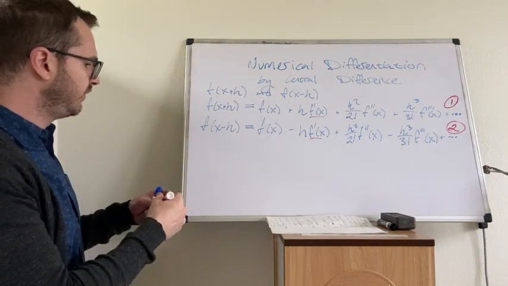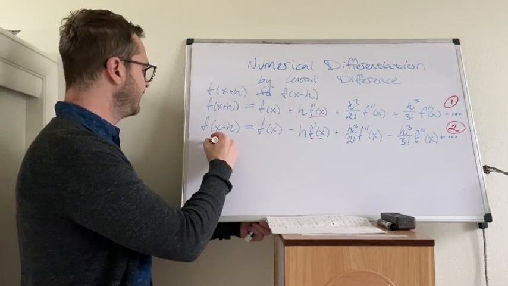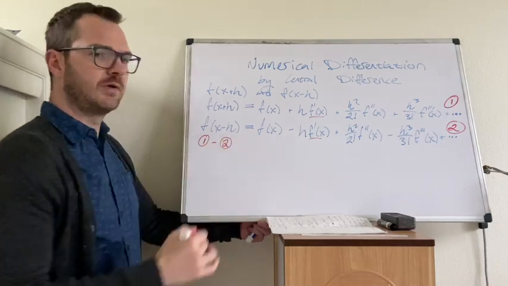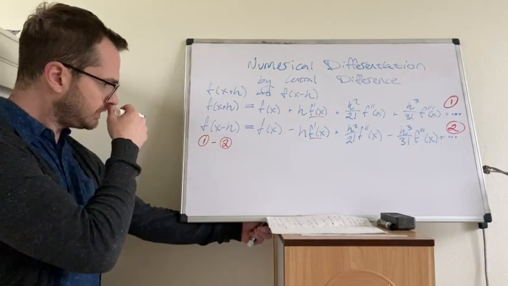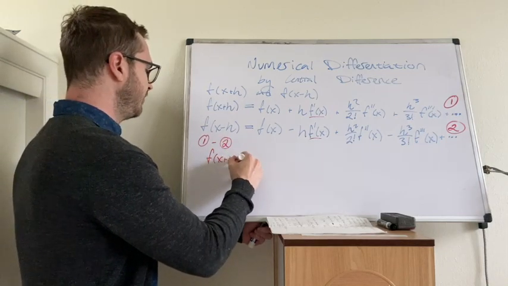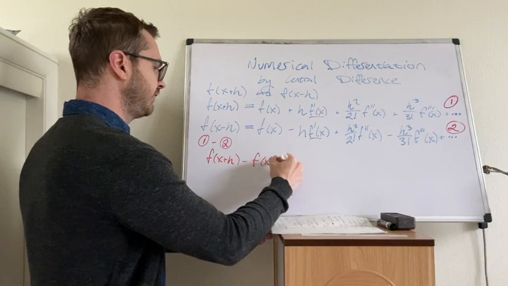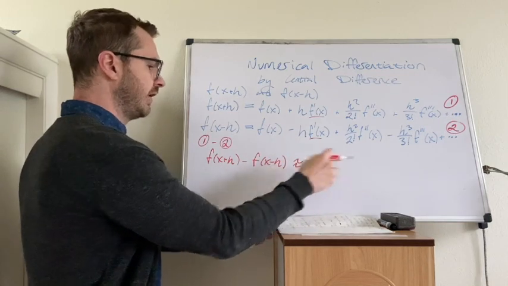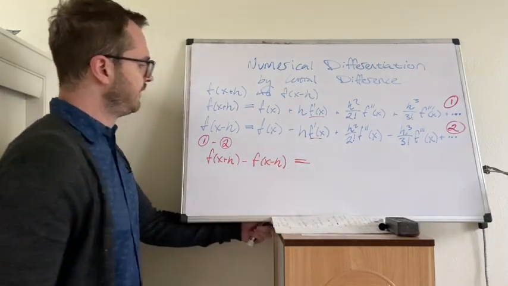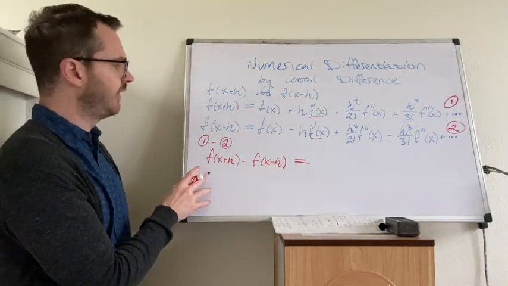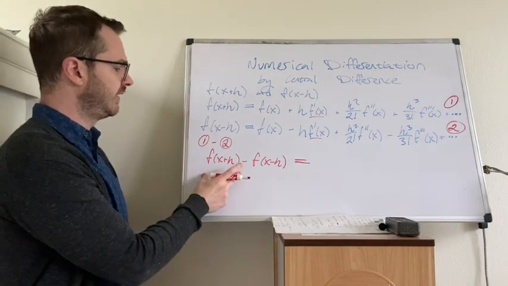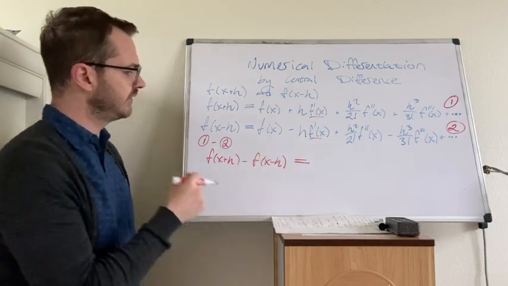So what we're going to do is take equation number 1, and subtract from it equation number 2. If we do this, here's what we get. We get f of x plus h minus f of x minus h, and I'm going to say equals because we're not going to truncate yet. Clearly, this is what's happening on the left-hand side. If I take equation number 1 and subtract equation number 2, then the left-hand side is x plus h minus x minus h. Good.